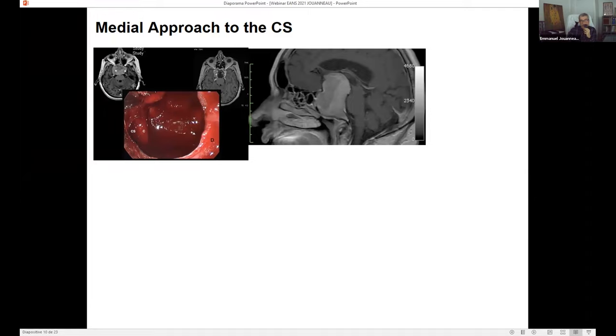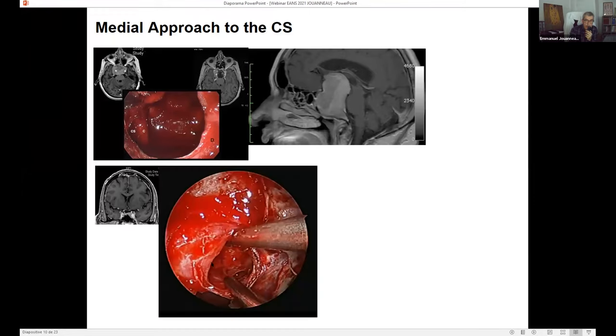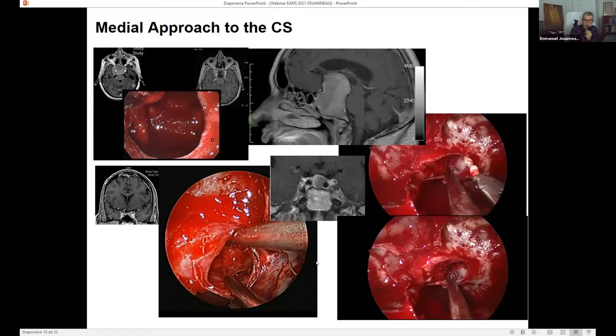You follow the tumor. You can get inside the cavernous sinus with two suction techniques. You can turn around the carotid, with a very small risk. So it's the medial approach. Sometimes you can have, like in this case, a somatotroph adenoma. You have a hole at the level of the medial wall of the cavernous sinus. You enlarge the hole, you get inside the cavernous sinus.